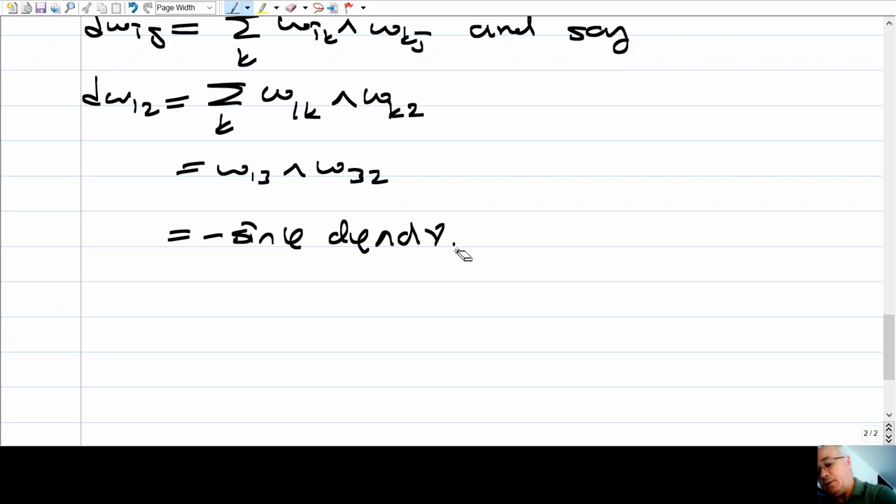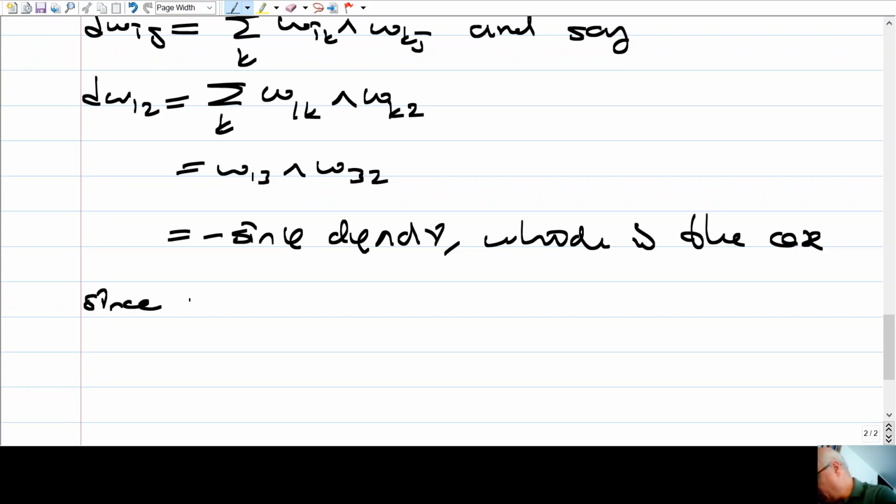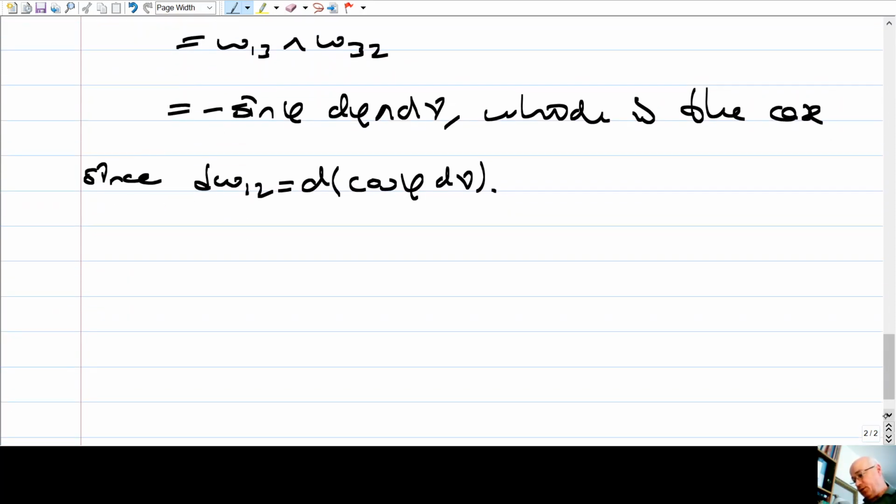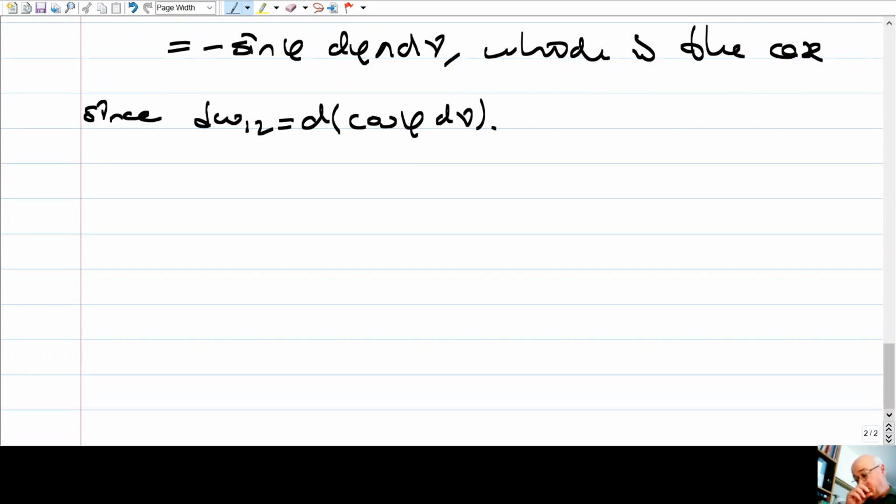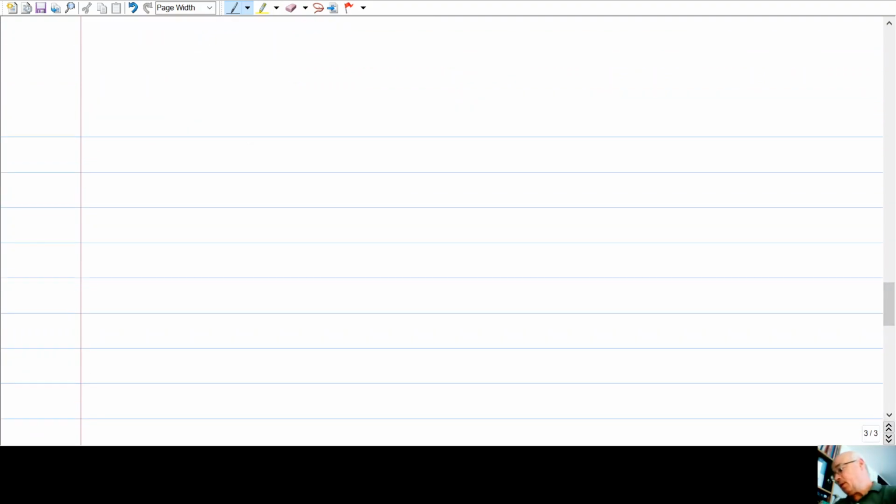Okay, which is the case since d omega 1 2 was cosine phi d nu. So we verified Cartan's equations formulas. All right, so this finishes section 2.8.